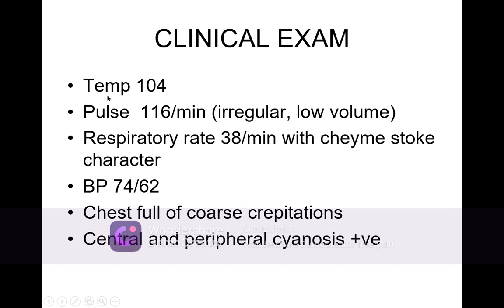Just after the surgery she had a temperature of 101, now raised to 104. Pulse is 116 per minute, irregular, with low volume. Respiratory rate is 38 per minute, very high, with Cheyne-Stokes type character. Blood pressure was 74/62, she is hypotensive. Chest full of coarse crepitations. Central and peripheral cyanosis were both positive.